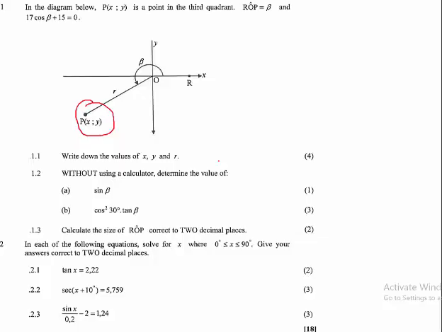And then we'll quickly look at the third question. Calculate the size of ROP, correct to 2 decimal places. So we're looking at 1.3, calculating the size of ROP to 2 decimal places. Having done everything we've done, now we know that ROP is 180 degrees plus 28.07 degrees, right? Therefore, 208.07 degrees will be the solution.